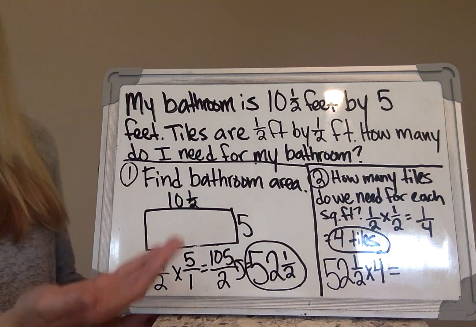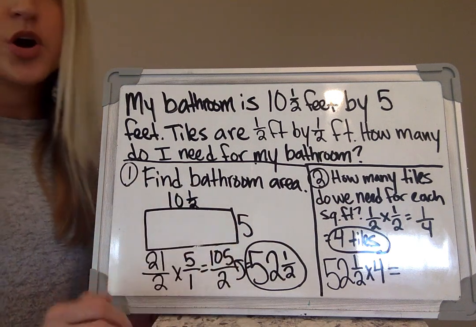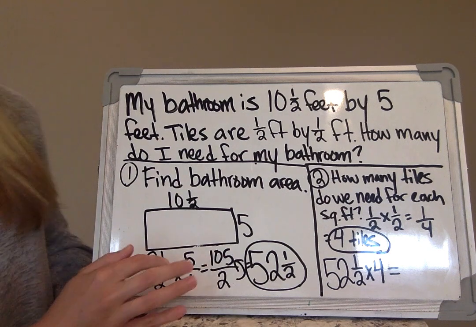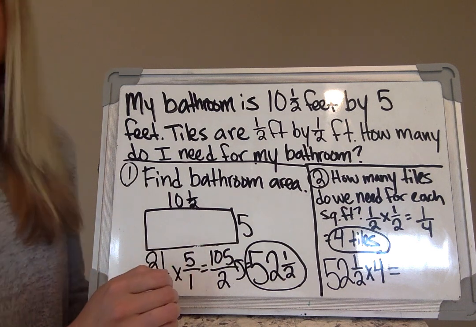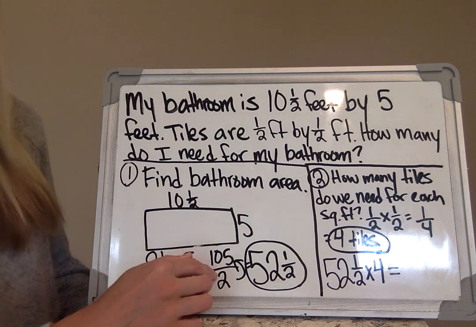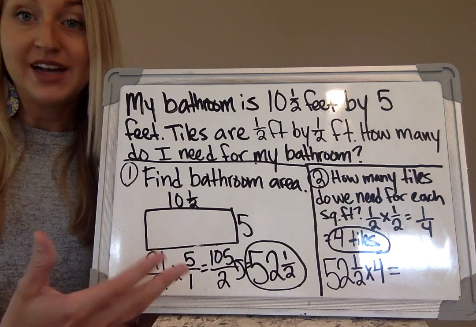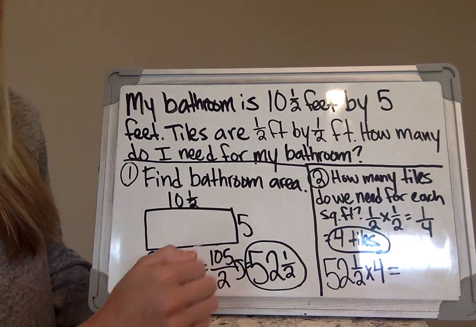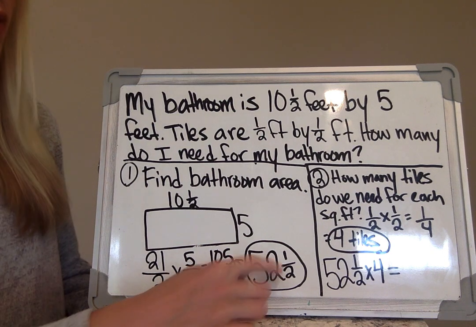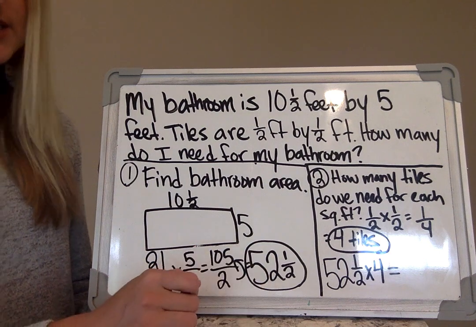So far, I have converted my mixed number into an improper fraction. I've put my whole number over 1. I'm ready to multiply straight across the top, straight across the bottom. 21 times 5 equals 105. 2 times 1 equals 2. So my area for my bathroom is 105 over 2. We need to turn that back into a mixed number. 2 goes into 105 52 times with 1 left over. That's why I have 1 over 2, because my denominator always stays the same.